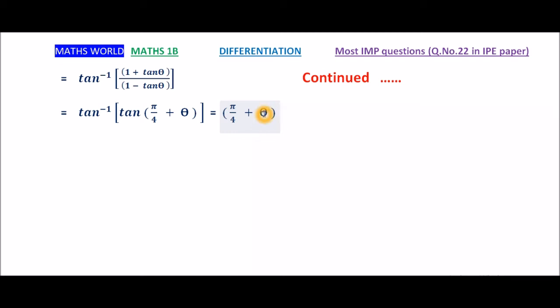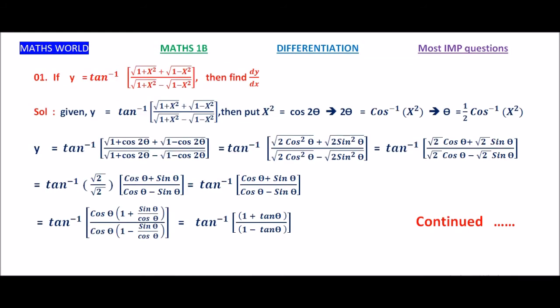In the beginning of the problem, I told put x square is equal to cos 2 theta. I want the value of 2 theta. Cos, if it goes that side, it becomes cos inverse. So 2 theta is equal to cos inverse x square. And the value of theta, here it is 2 into theta. If it goes that side, it becomes 1 by 2. So theta is equal to 1 by 2 into cos inverse x square.